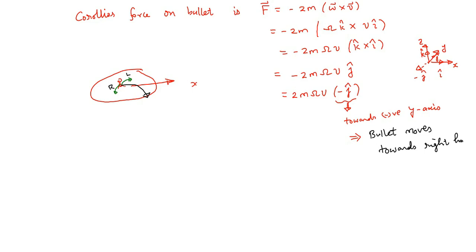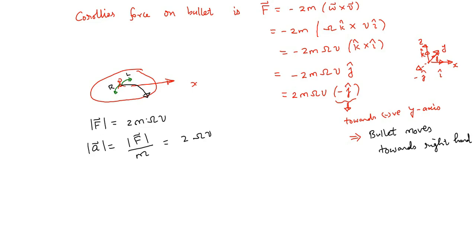Now let us calculate the acceleration. We have calculated the force. Let us now calculate the magnitude of the force. Simply it is 2m omega v, and therefore the magnitude of the acceleration is equal to the magnitude of the force divided by the mass. So this is simply 2 omega v, that's it.